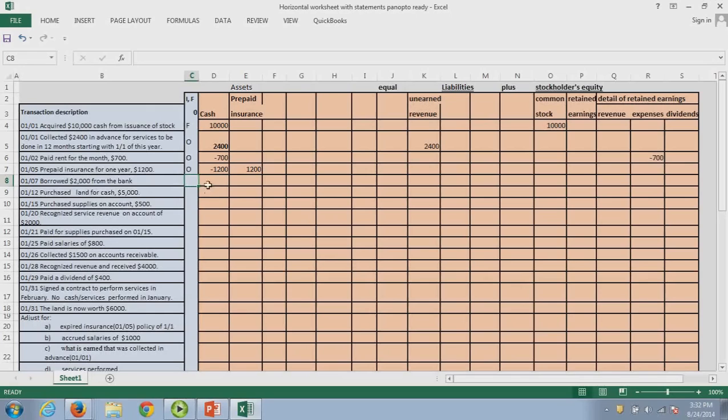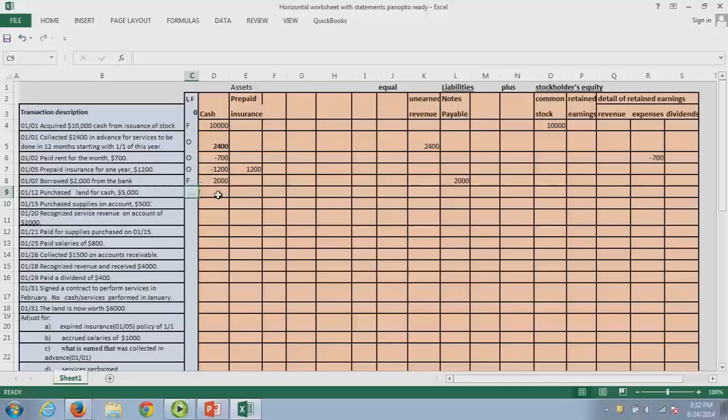Next, we borrowed money from the bank. So the bank gave us $2,000. We signed a promissory note that we need to pay back. So that sounds like a liability. So I'll put in the 2,000. And then for cash flow purposes, this is another way of financing the business. So we can get money from owners, which we did up at the first entry. We can also get money from creditors. We'll deal with interest a little bit later.